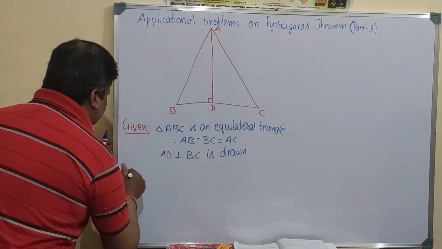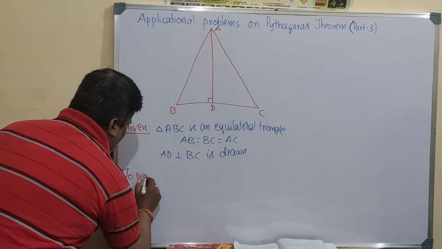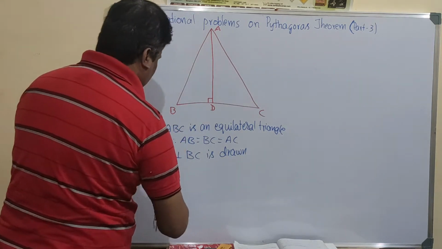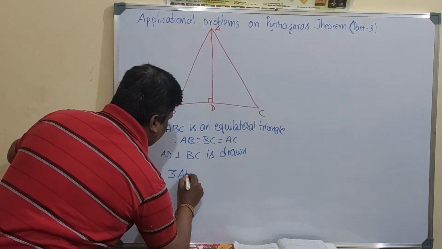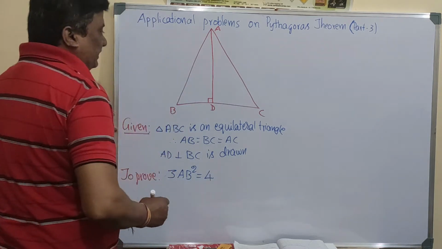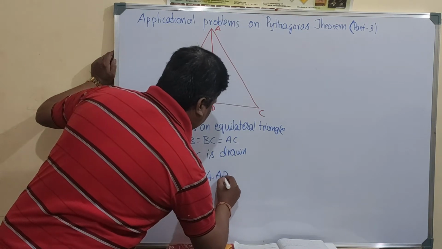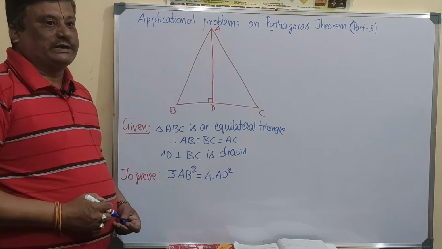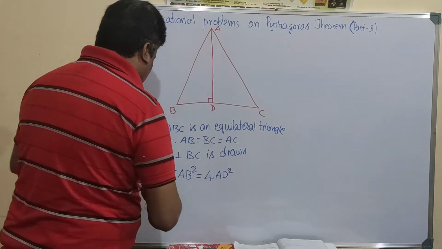To prove: 3 times the square of any one side of an equilateral triangle is equal to 4 times the square of its altitude. That is 3AB square is equal to 4AD square. That's what we want to prove. To prove this, proof.